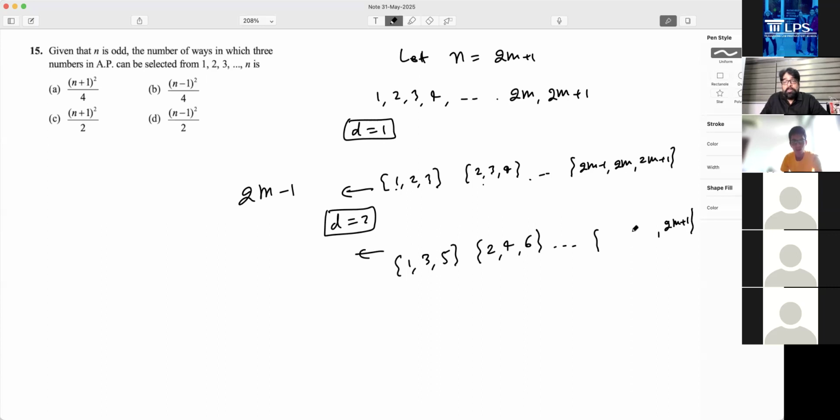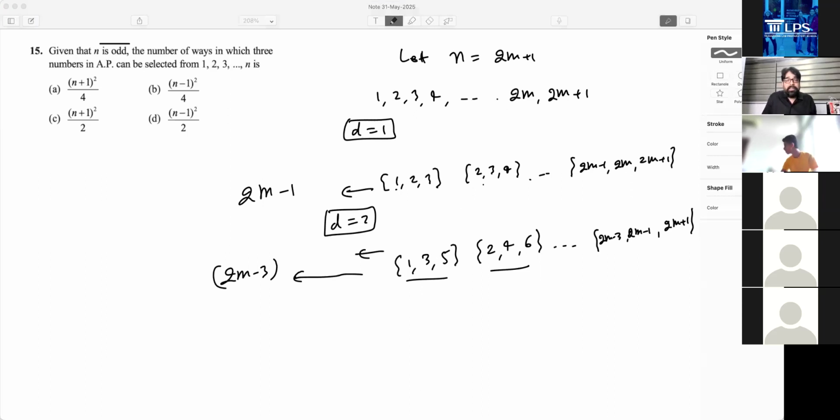So before that, what will be there? 2m minus 1, and then 2m minus 3. So how many groups are there? 2m minus 3 groups. But sir, how do we know that the last set is of odd numbers and not even? It's already given, no? N is odd. Oh, okay, sir. That's why I took n equal to 2m plus 1.